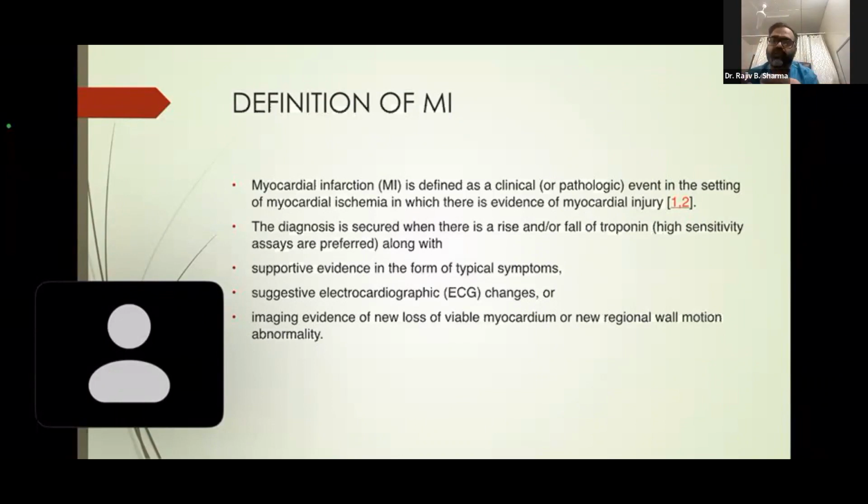When they happen together, which is the most common scenario in our clinical practice, we call it as myocardial infarction. So how do you label myocardial infarction? So it is seen when we document a rise or fall in troponin along with first symptoms, second ECG changes, and third is imaging evidence of new loss of viable myocardium or new regional wall motion abnormality on the echo.